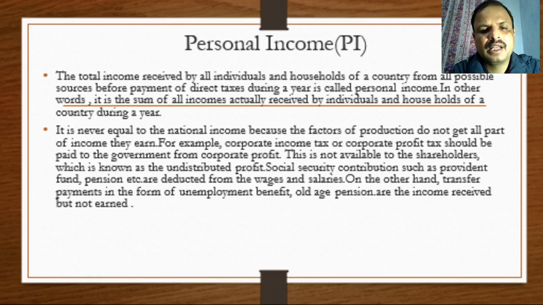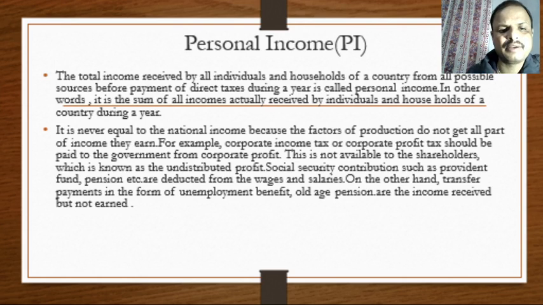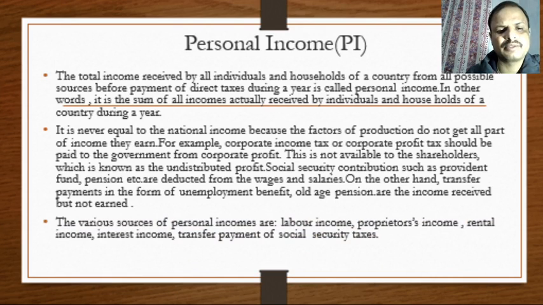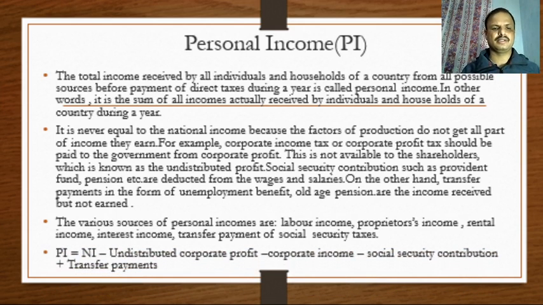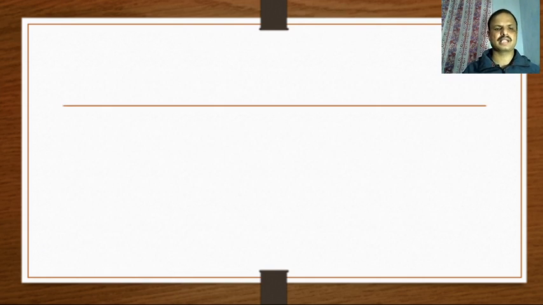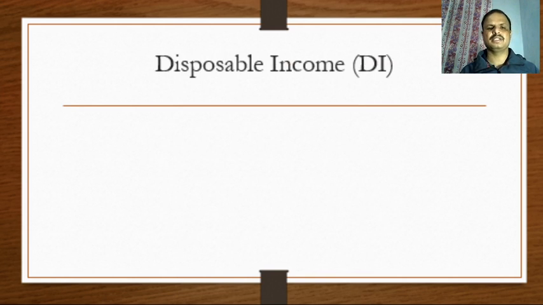Social security contributions, such as provident fund, pension, etc., are deducted from the wages and salaries. On the other hand, transfer payments in the form of unemployment benefit and old age pension are income not earned. Yes, the various sources of personal income are labor income, proprietary income, rental income, interest income, transfer payments, social security taxes, etc. Now we can see here: PI = NI - undistributed corporate profit - corporate income tax - social security contribution + transfer payments.